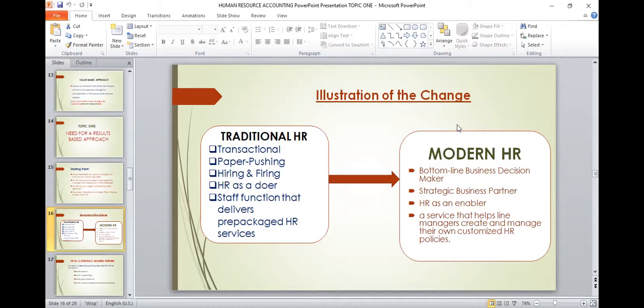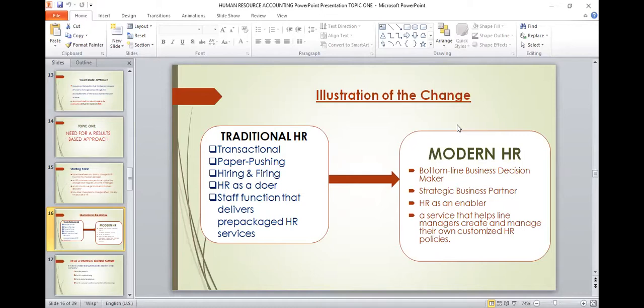It's not enough to make yourself relevant at your workplace. So you have to shift to the modern HR, which is actually the result-based approach. So what about the result-based approach? The result-based approach is what now brings into play the new roles of the human resource practitioner. Remember, we are remodeling, we are reshaping the human resource practitioner, whom we regard as the intellectual capital.